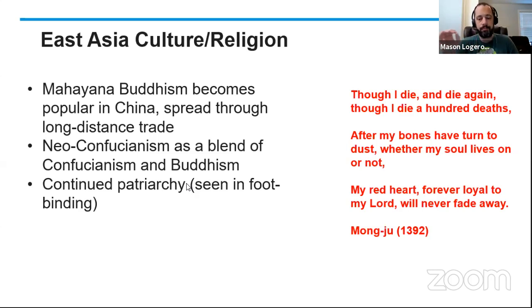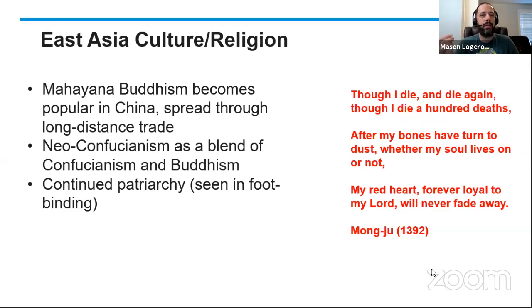I love this poem here on the right side. This was written by a Korean scholar. And I think it does kind of show those elements of Neo-Confucianism, which says, though I die and die again, though I die 100 deaths, again, kind of think about that idea of rebirth. But my heart, my red heart, forever loyal to my Lord, will never fade away. Again, thinking about those traditional roles in Confucianism as well. And remember, one of those roles is that you're supposed to give your allegiance to the person who's in charge of you, whether it's your father or your Lord or whatnot.